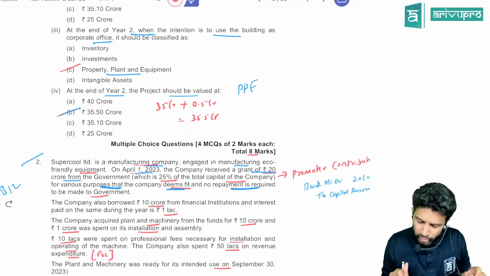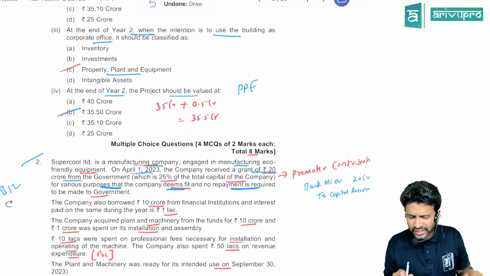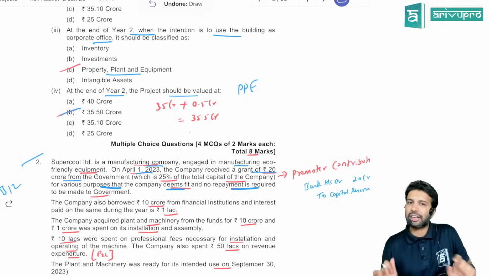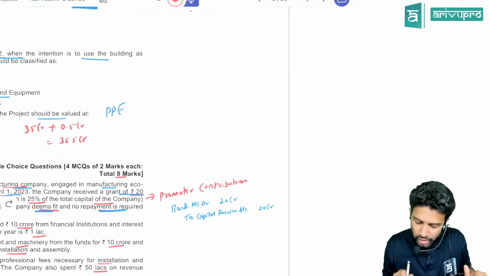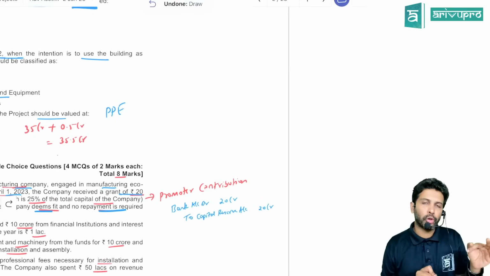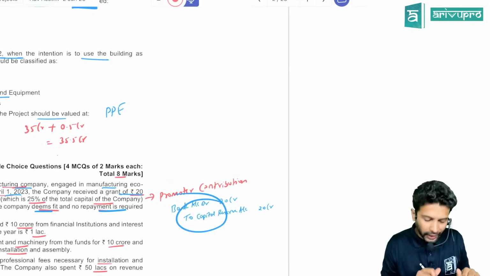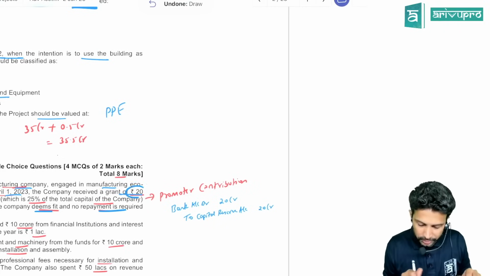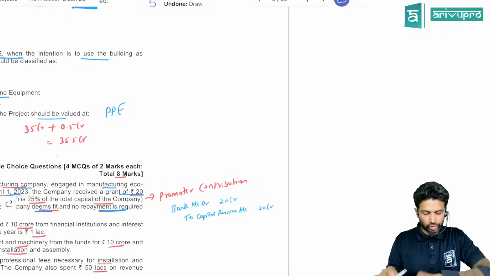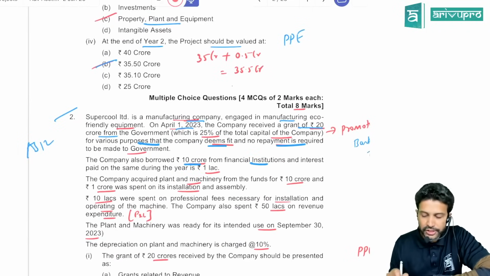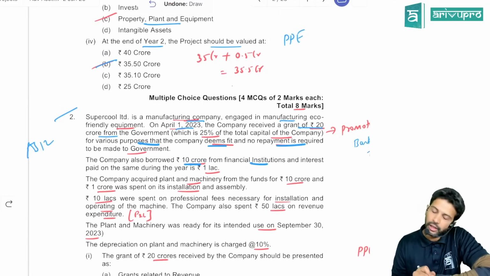No. But studying this, we got to know that since this constitutes 25% of paid up capital and since there is no purpose attached to it, this grant looks to be in the nature of what, sir? Promoters' contribution. What is the journal entry for grants received in the nature of promoters' contribution? Bank account debit to capital reserve. How much grant you received? 20 crores.